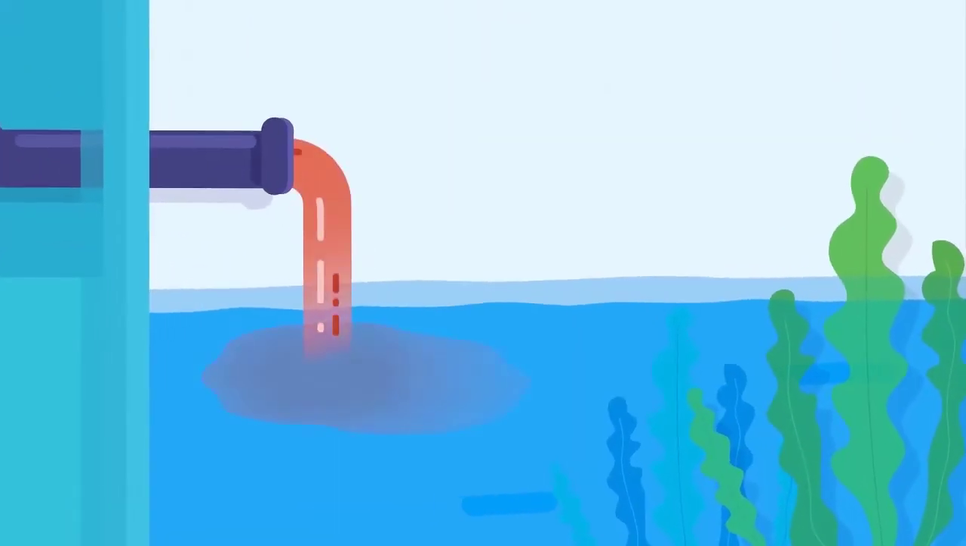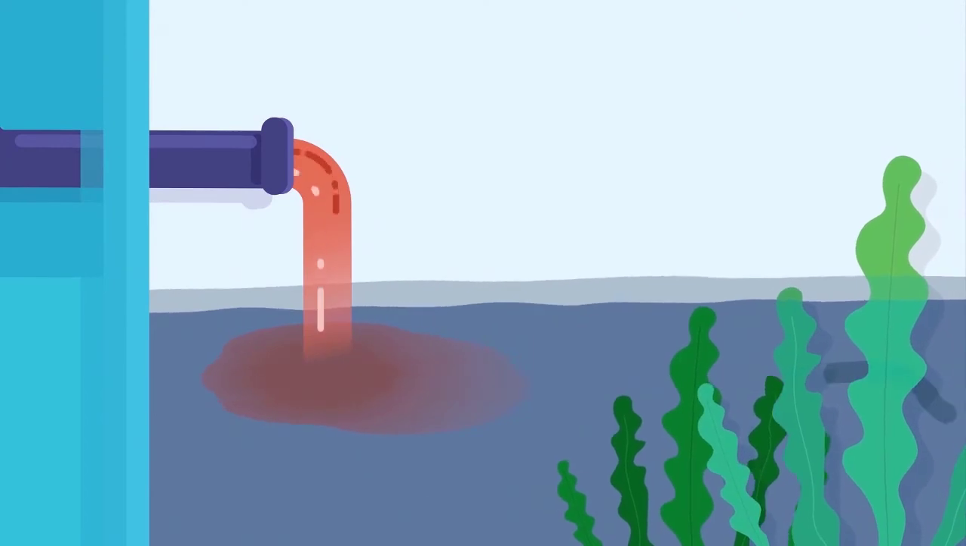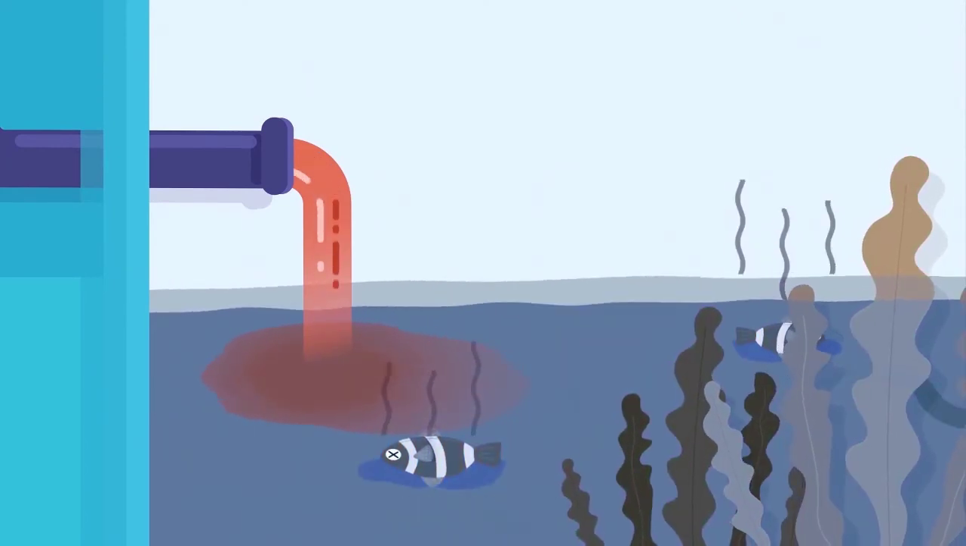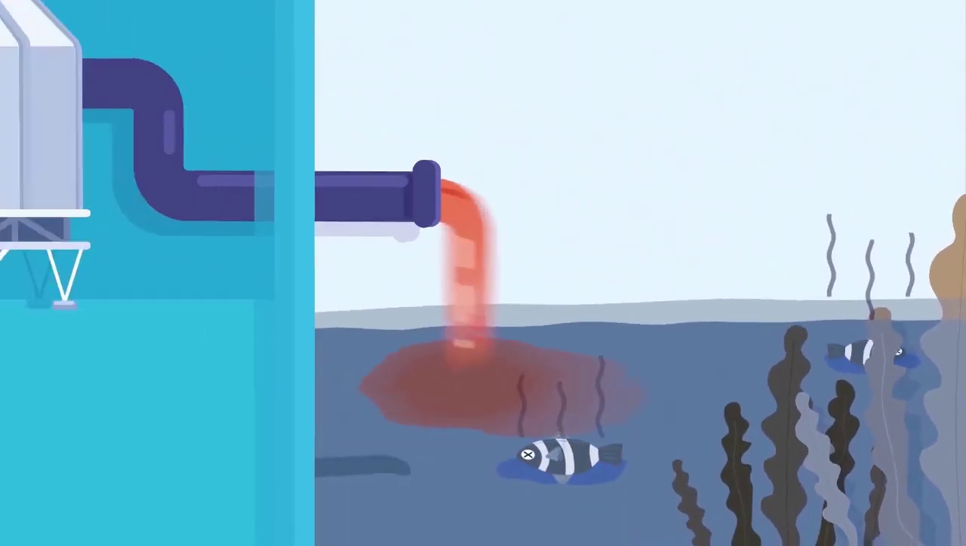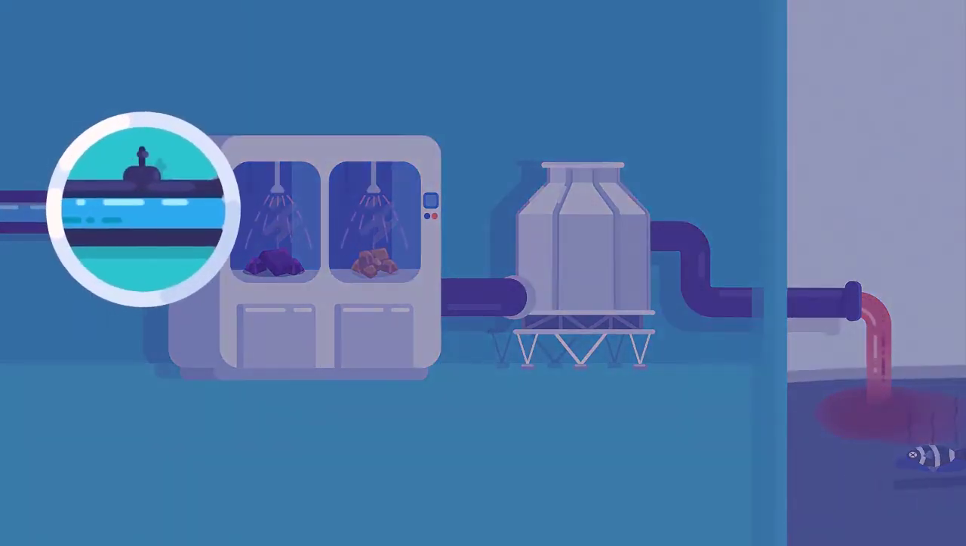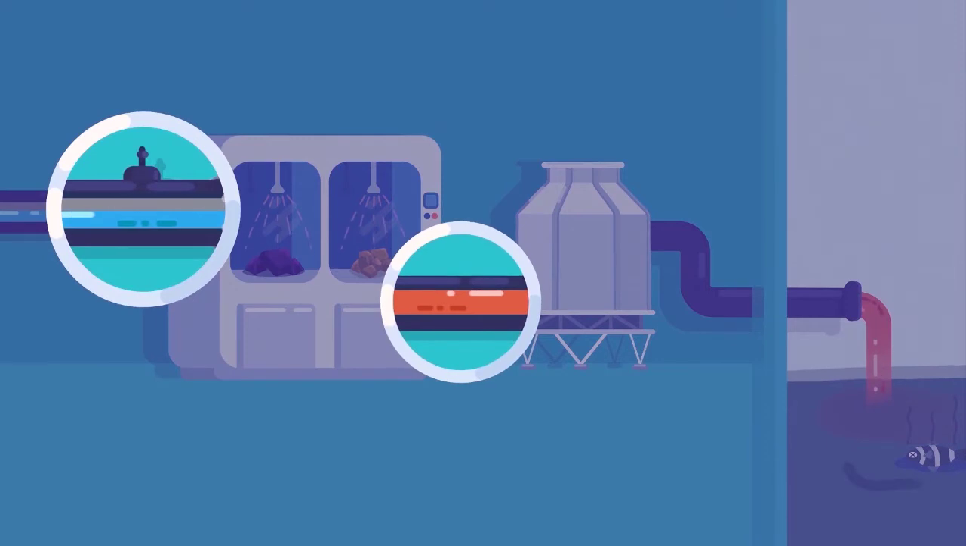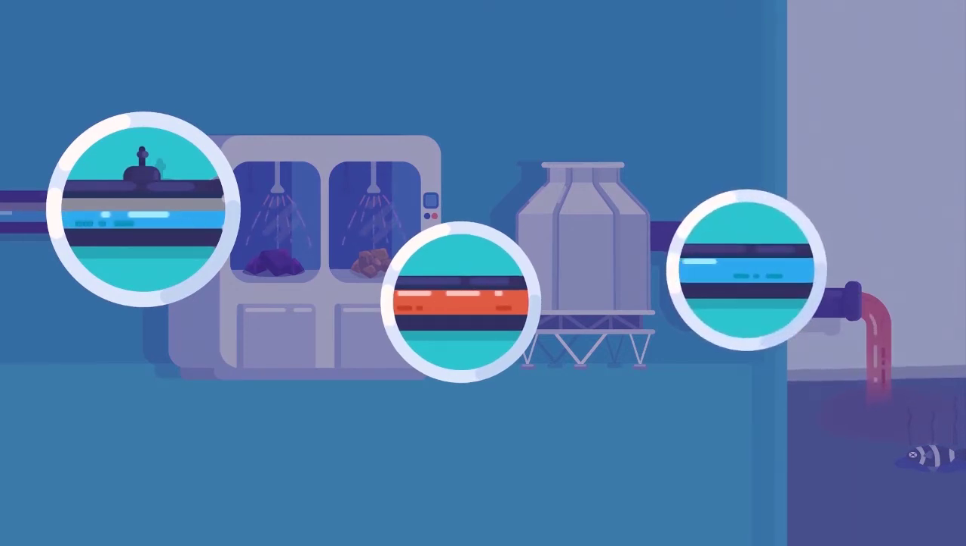For example, discharging heated water can warm up parts of lakes or rivers, damaging the ecosystem. To minimize the impact, you could first limit the amount of hot water used, and then you could ensure the remaining hot water is cooled or dispersed before release.